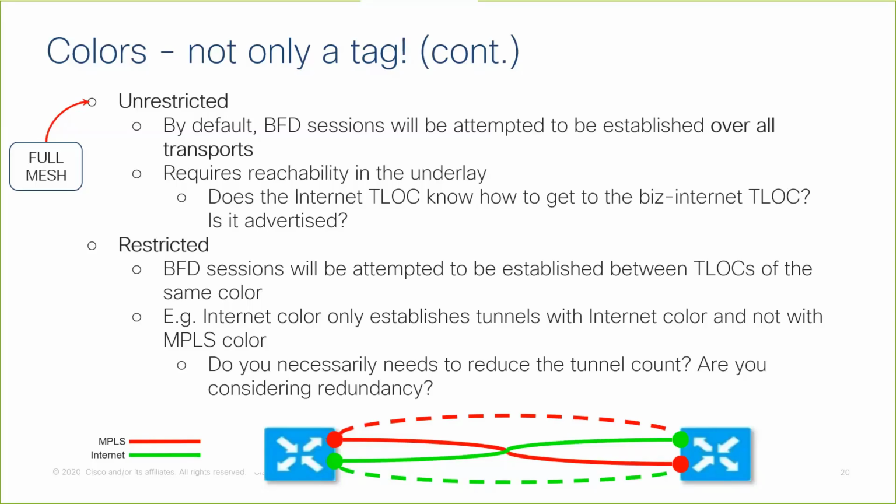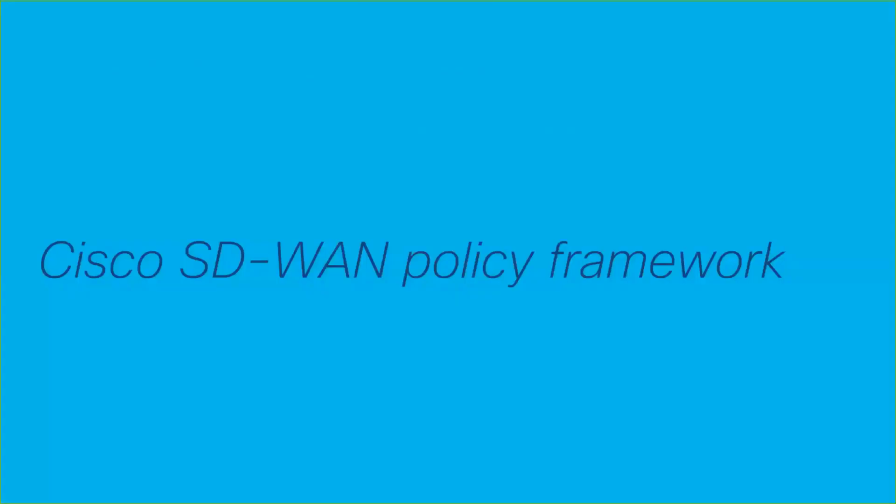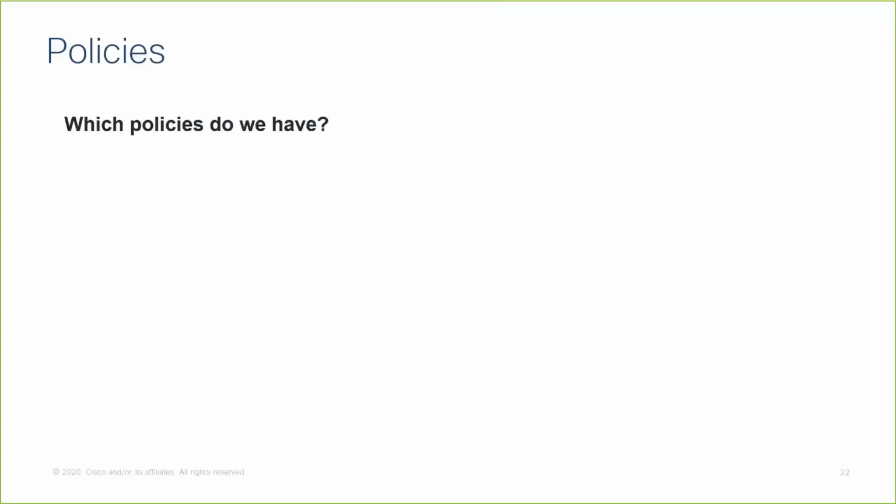Okay, so let's talk about the SD-WAN policy framework. Because we have been mentioning that there's a way in which you can place your tunnels, there's a way in which you can limit them or not limit them. They can be unrestricted or restricted depending on the policy in place. So what exactly do we mean by policies? Let's just review the policies then.